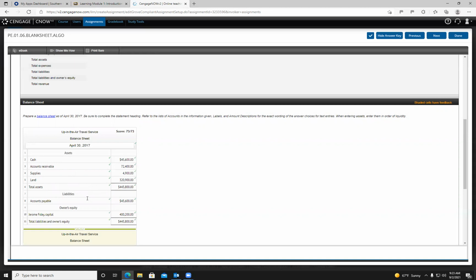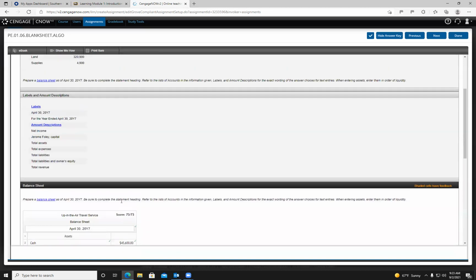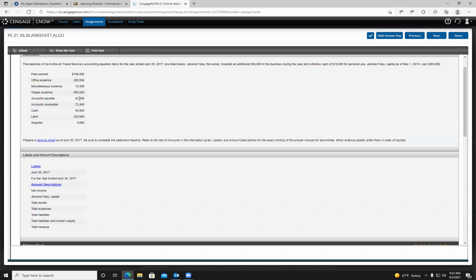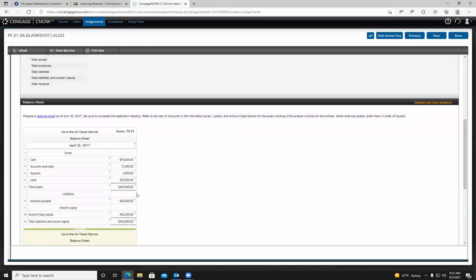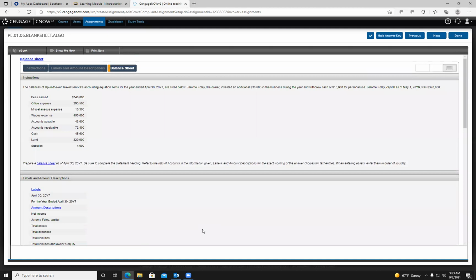Next thing you list is your liabilities. They only had one liability, and that's your accounts payable. So you plug in accounts payable and you add the value of the accounts payable. Next is owner's equity. So they don't really tell you owner's equity. You have to calculate that yourself.